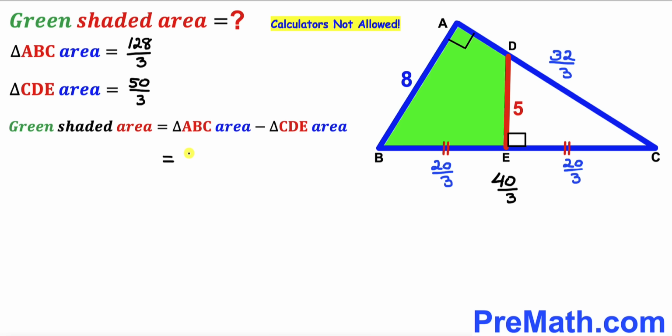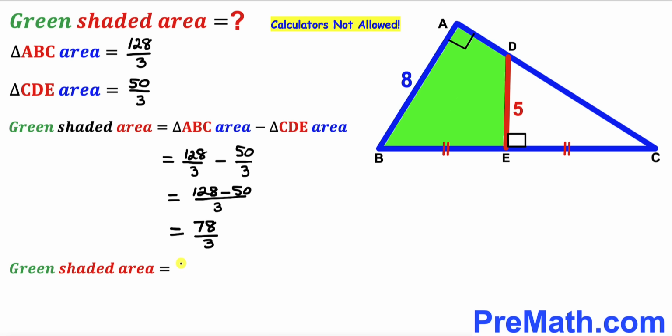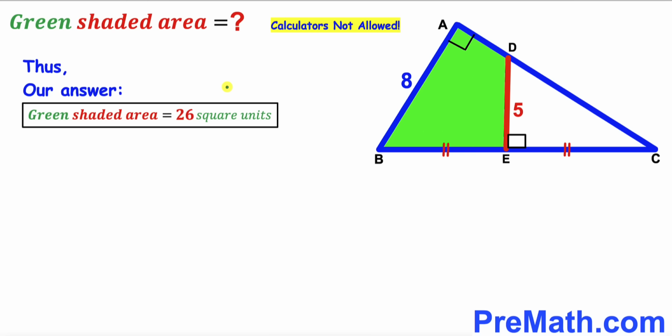So we got ABC triangle area is 128 divided by 3 minus the triangle CDE area is 50 divided by 3. And if we simplify, this turns out to be 78 divided by 3. And we can see this fraction reduces to simply 26. So therefore our green shaded region area turns out to be equal to 26 square units. So thus, after all the calculations and manipulations, the area of this green shaded region turns out to be 26 square units. And that's our final answer.